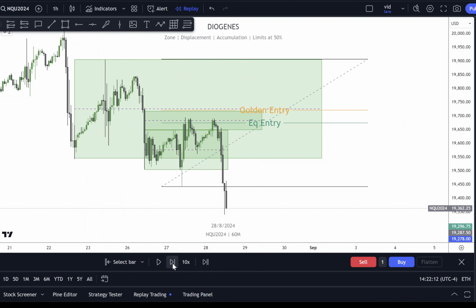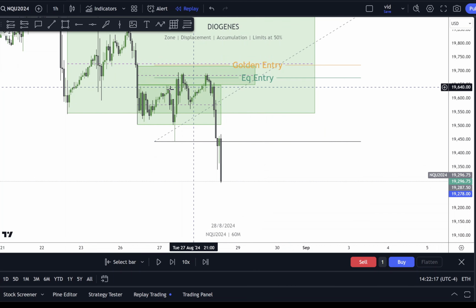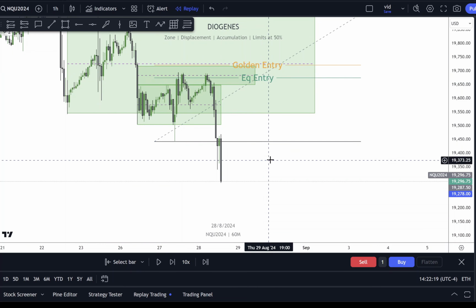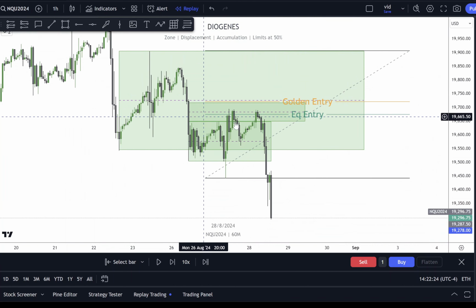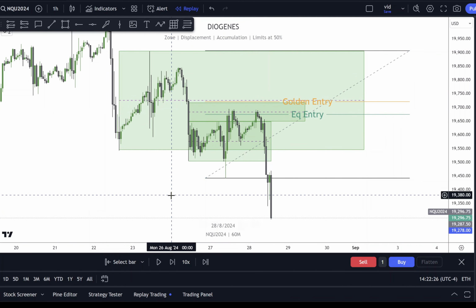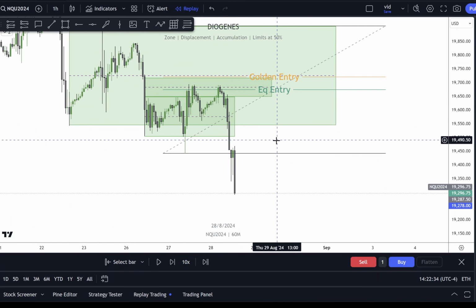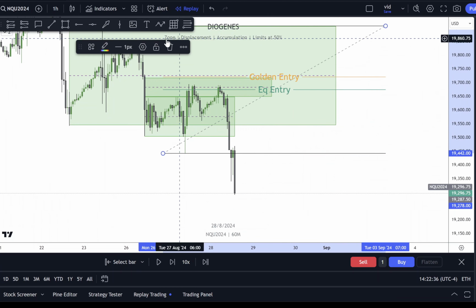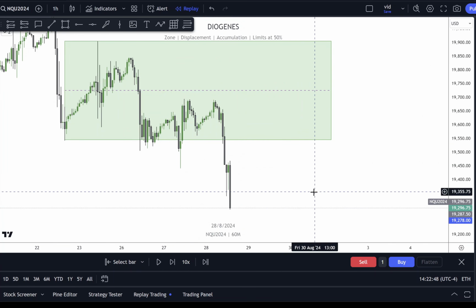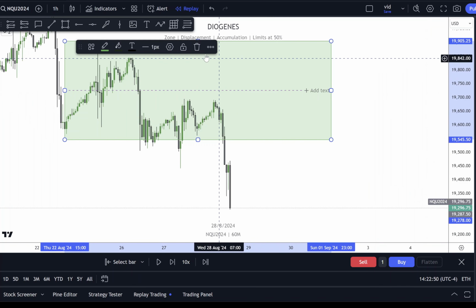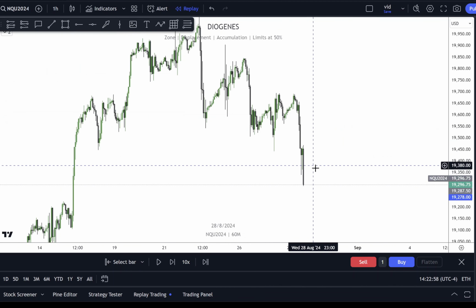Will they mitigate the golden entry? Not at all. So they just came to the EQ, fair value gap at EQ, and they fell. So you're not obliged to take these trades from the EQ, okay? But this is just a way of how to spot these fake zones and never be a victim of them again. So before you take your trade and you have lots of unmitigated zones left, just make sure you go to a higher time frame just to understand what the higher time frame is saying.